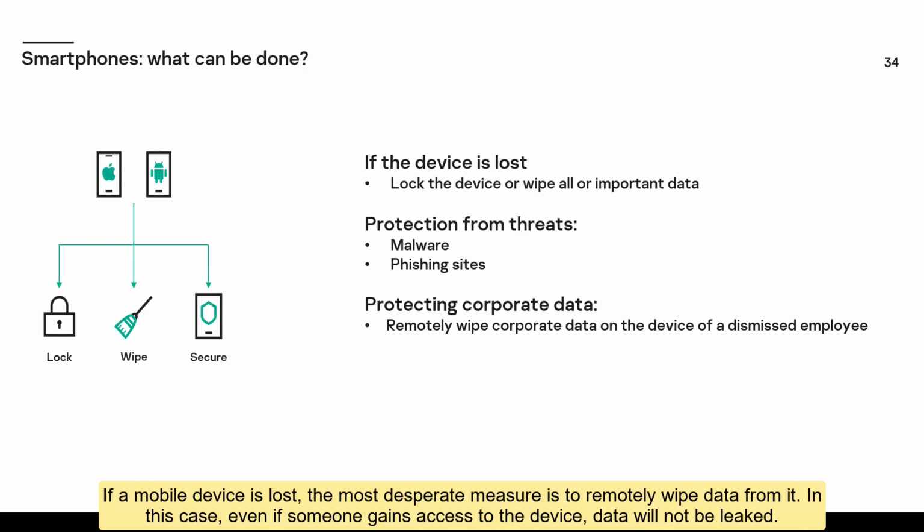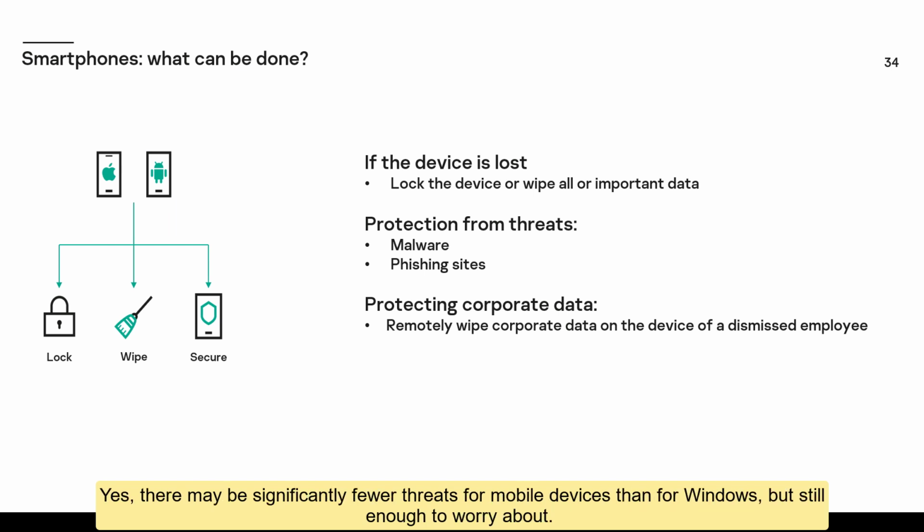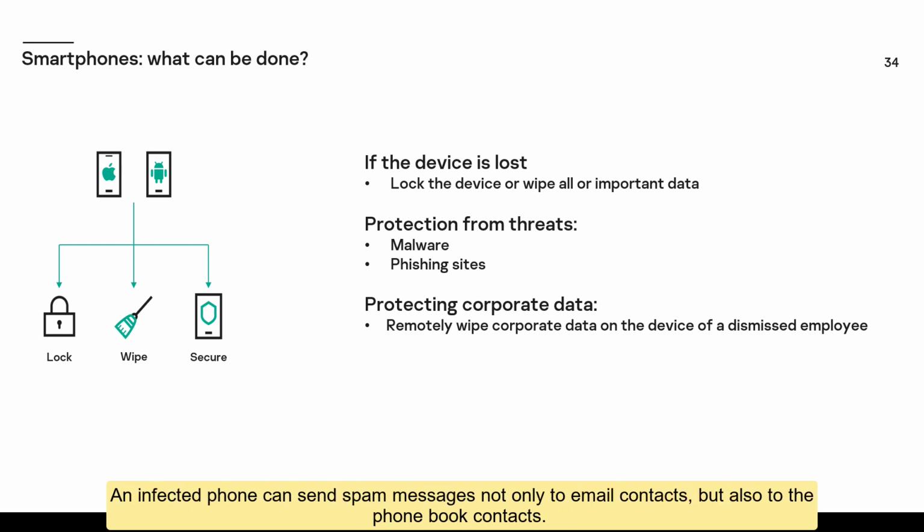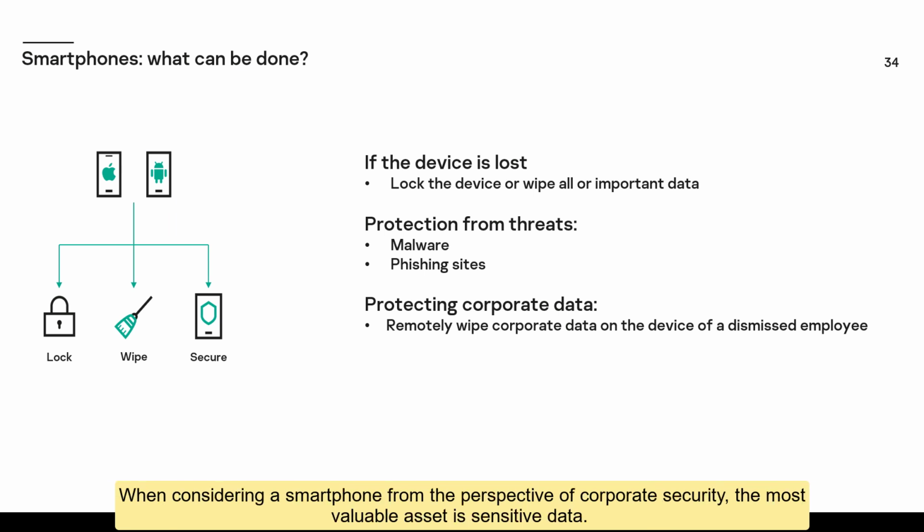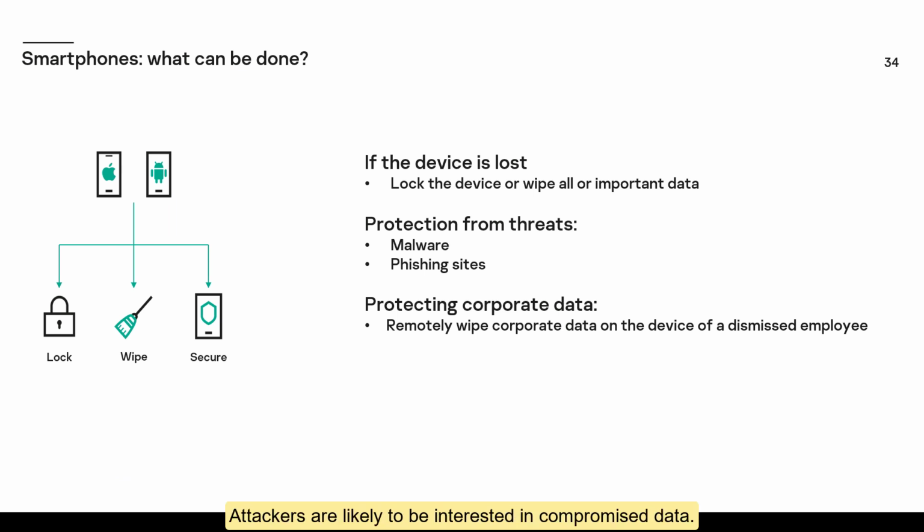If a mobile device is lost, the most desperate measure is to remotely wipe data from it. In this case, even if someone gains access to the device, data will not be leaked. Yes, there may be significantly fewer threats for mobile devices than for Windows, but still enough to worry about. An infected phone can send spam messages not only to email contacts, but also to the phonebook contacts. When considering a smartphone from the perspective of corporate security, the most valuable asset is sensitive data. Attackers are likely to be interested in compromised data.